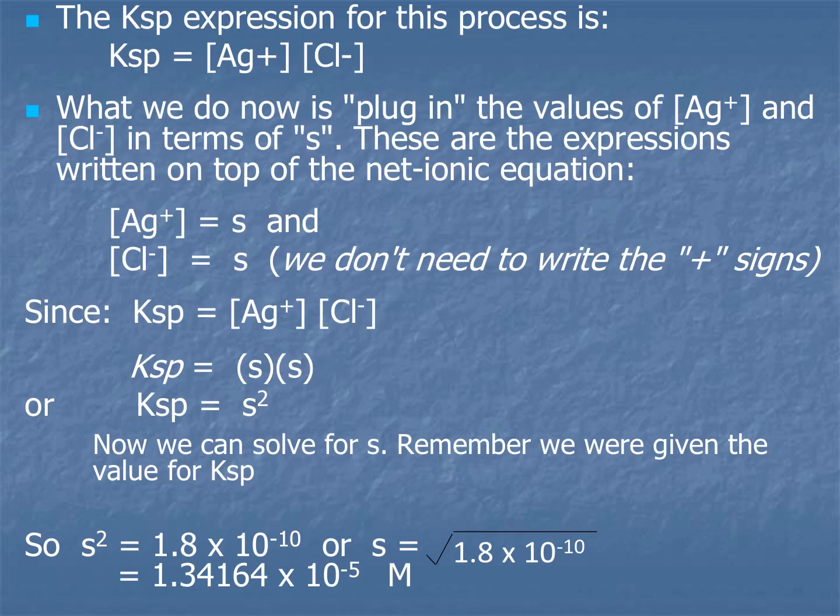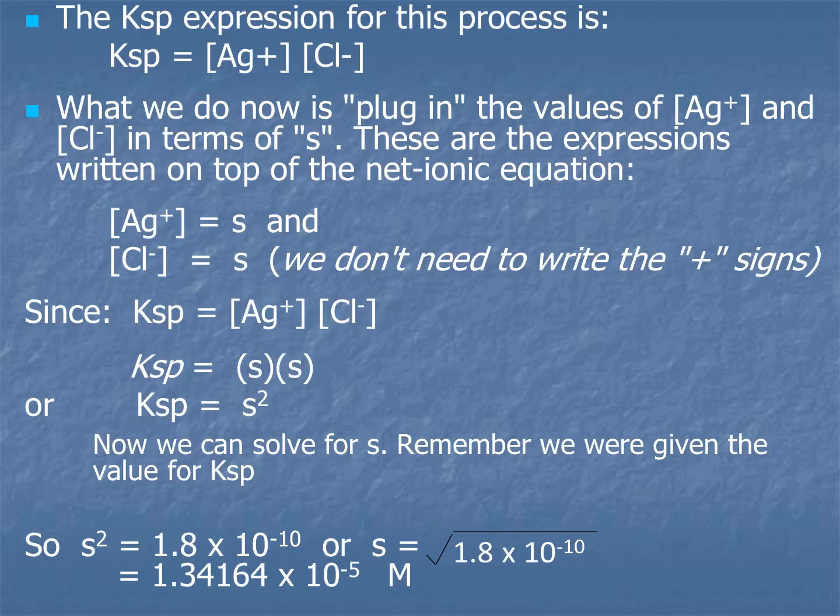So our Ksp expression for this equation would be our products, Ag plus and Cl minus. They both have a 1 coefficient. We do not include the solid in our expression. We plug in our equilibrium concentrations, which in this case would be our S's. These would come from our ice table if we made it that way. So we have S and S. Plug these in, and I get Ksp equals S times S, or Ksp equals S squared.